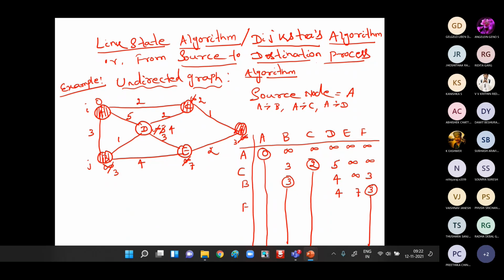With respect to F, we have to find the remaining unvisited nodes. F to C, F to E. These two nodes are the only ones available. For F to C, C is already visited, so we are not going to consider that path. Only F to E we have to find out. F's value is 3, and 3 plus 2 is 5.